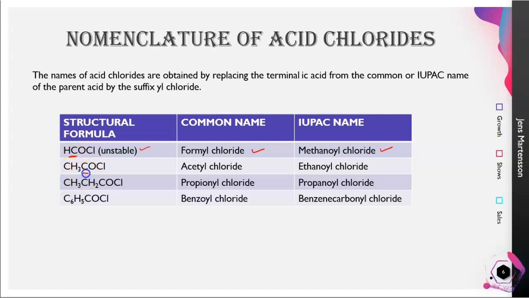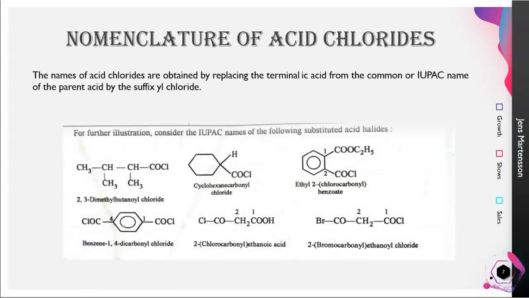Over here it is carrying two carbons, so its IUPAC name will be ethanoyl chloride, and the common name is going to be acetyl chloride. Likewise, you can see the rest of the two examples as well. So we have some other examples in your nomenclature of acid chloride, and the rule will remain the same. How you are going to name it, I have already told you.